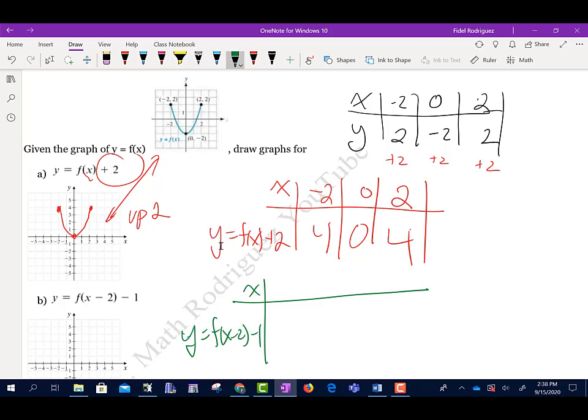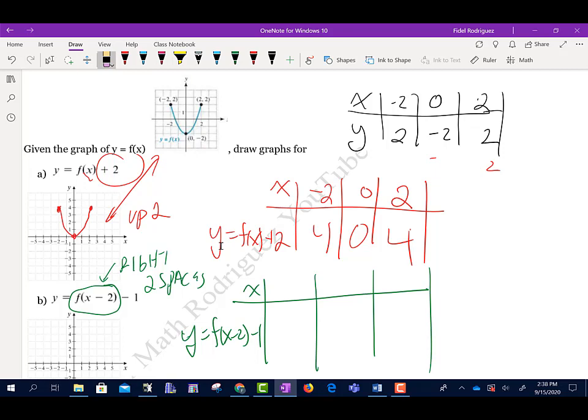Okay, so now this one is a little more complicated because we have more pieces involved. So let's do it one piece at a time. So look what we have there. We have a minus 2. Okay, so when we have x minus 2 like this, it means we're going to go to the right 2 spaces. So if I'm going to go to the right 2 spaces, guys, what I'm going to do now is with my x values, I'm going to add 2 to each of those numbers. So negative 2 plus 2 is 0. 2 plus 0 is 2. 2 plus 2 is 4.